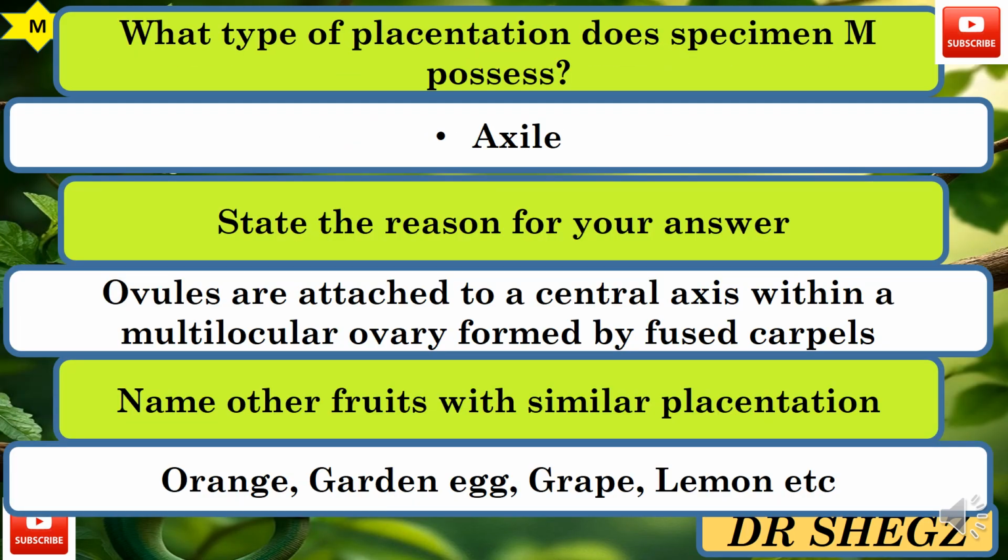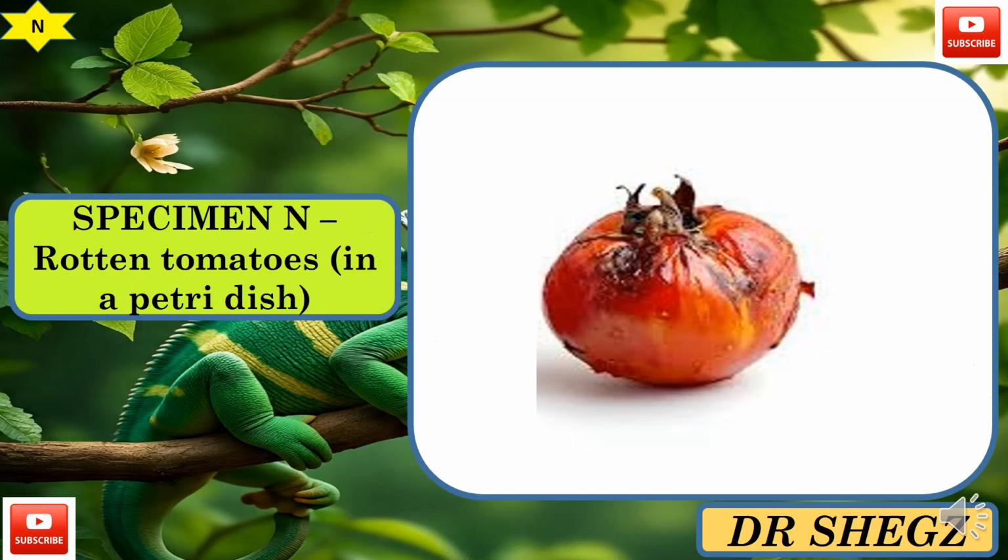What type of placentation? Axial placentation. Why? Because the ovules are attached to a central axis within an ovary formed by fused carpels. So that is why it is axial placentation. Other fruits with similar placentation: orange, garden egg, grape, lemon, etc.